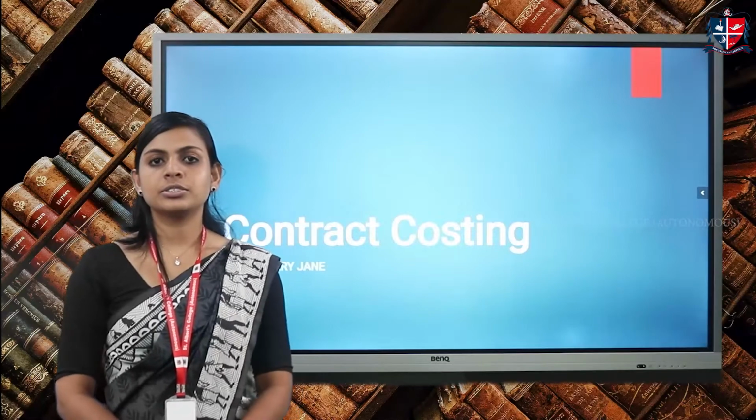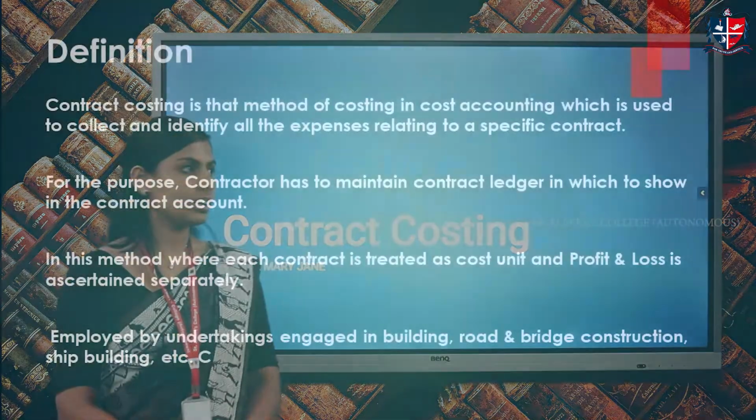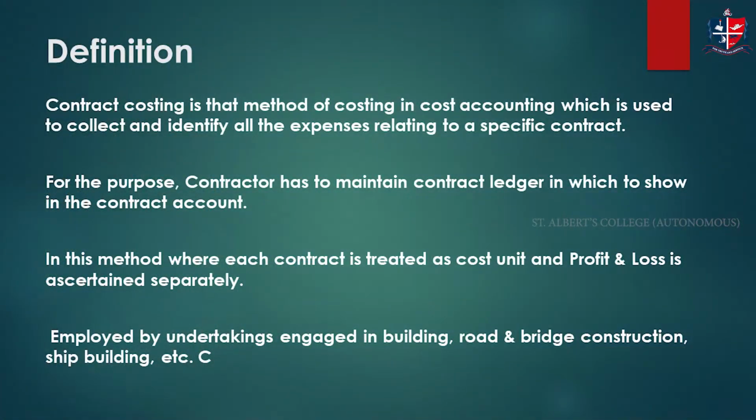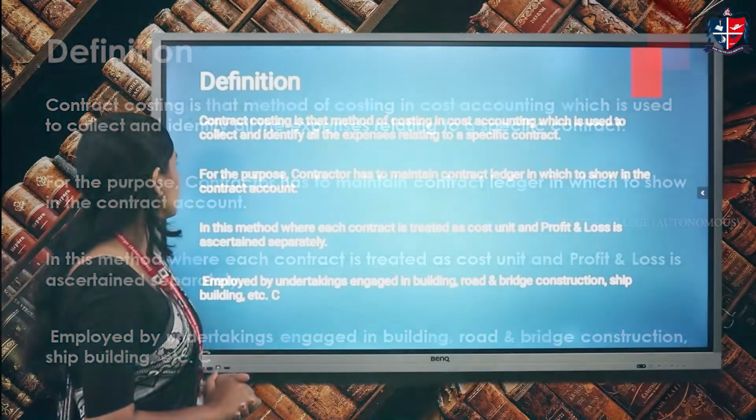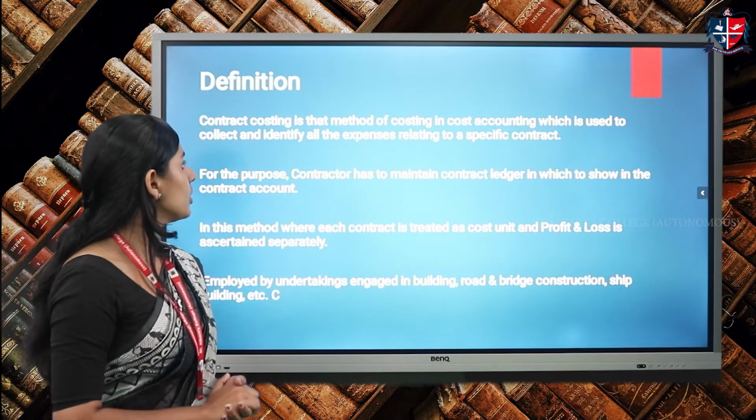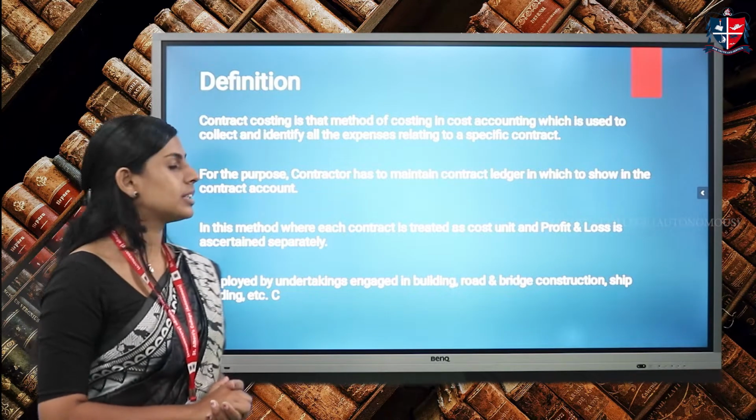Hello everyone. So today we'll be discussing contract costing. We'll start with the definition. Contract costing is that method of costing in cost accounting which is used to collect and identify all the expenses relating to a specific contract.